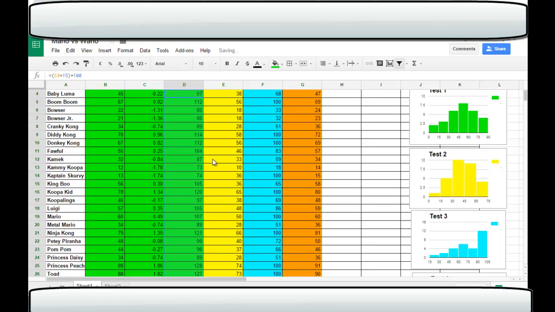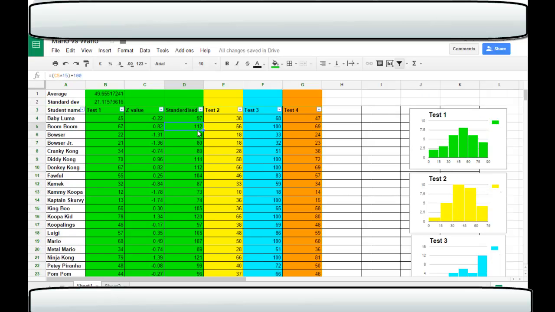Okay, drag the formula down, and we can see Baby Boom Boom, sorry, was nearly one full standard deviation above. Of course, that's what that's telling us, but this might be a little bit easier for people to understand.